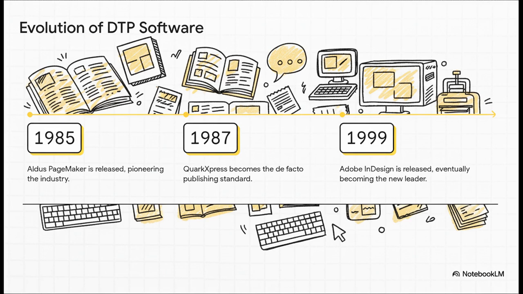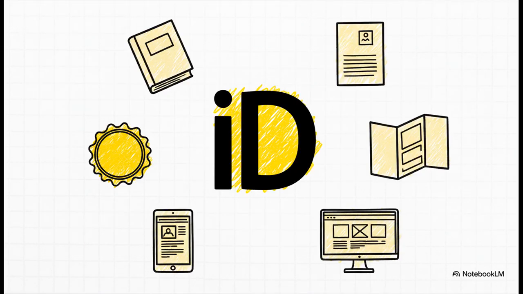This whole DTP revolution really kicked off back in the mid-'80s. Aldus PageMaker was one of the first big ones. Then came QuarkXPress, which was the undisputed king for years. But then, in 1999, Adobe dropped InDesign, and, well, it pretty much took over and became the standard we all know and use today. And that's exactly where we're going to focus.